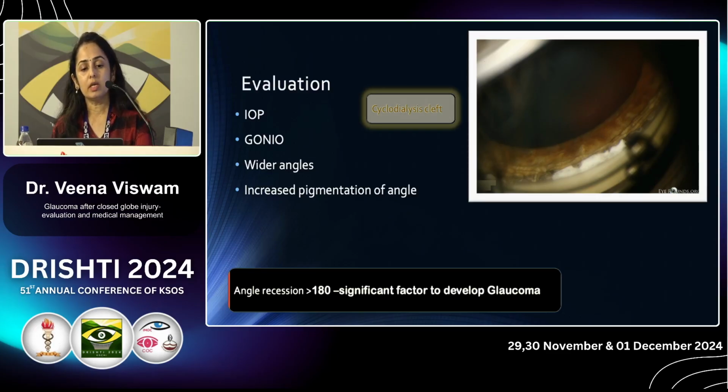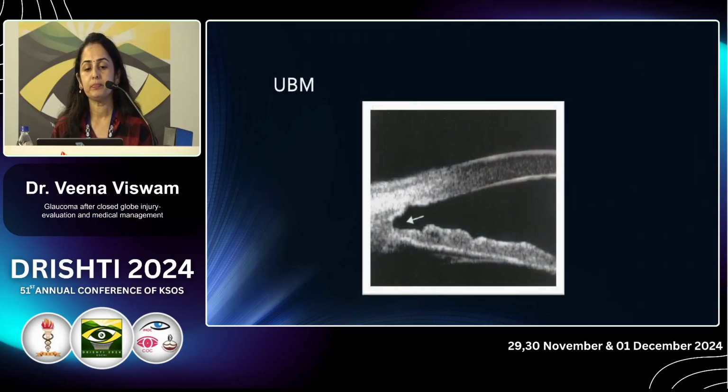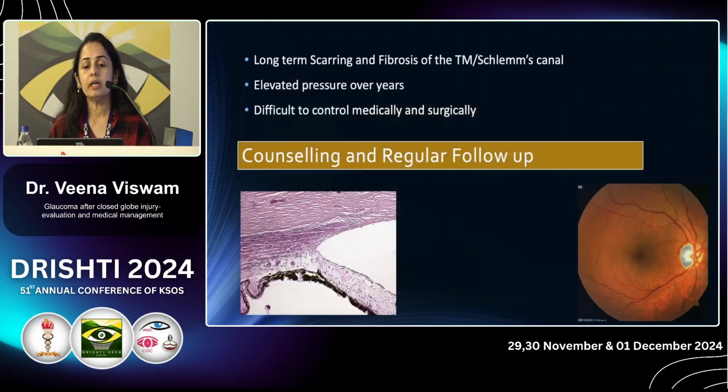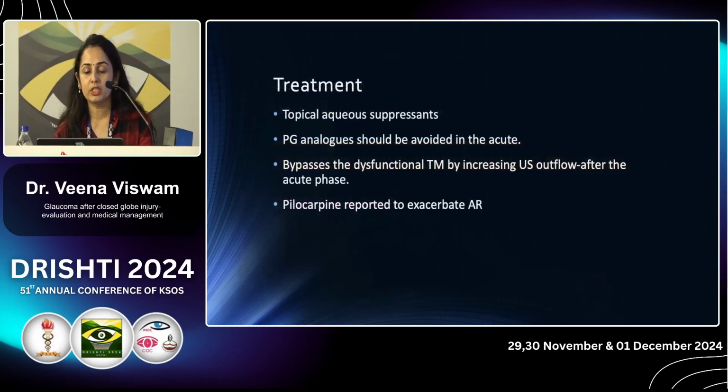Usually the cyclodialysis cleft patients will also have increased pigmentation of the angle and wider angles, and if the angle recession is more than 180 degrees, it is a significant factor to develop glaucoma. UBM plays a very important role in identifying angle recession patients. Long-term scarring and fibrosis of trabecular meshwork or Schlemm's canal and elevated pressure can occur over the years, and difficulty to control medically and surgically. Counseling and regular follow-up is very important in angle recession patients.